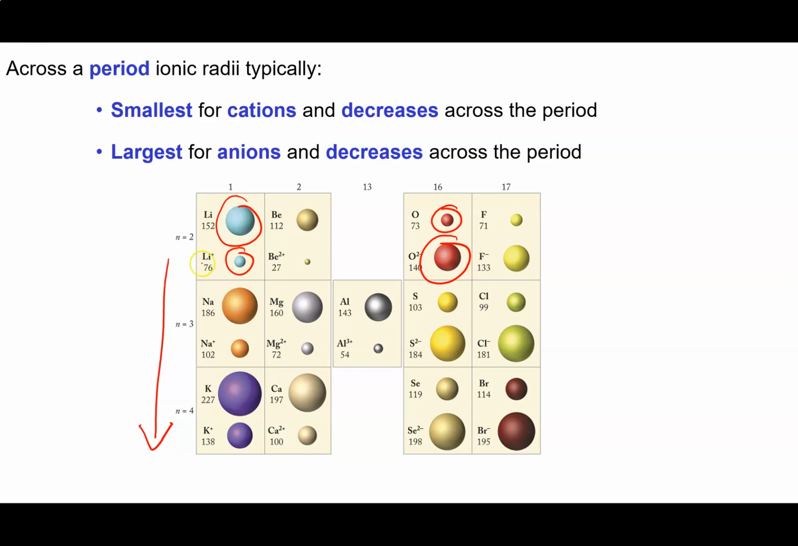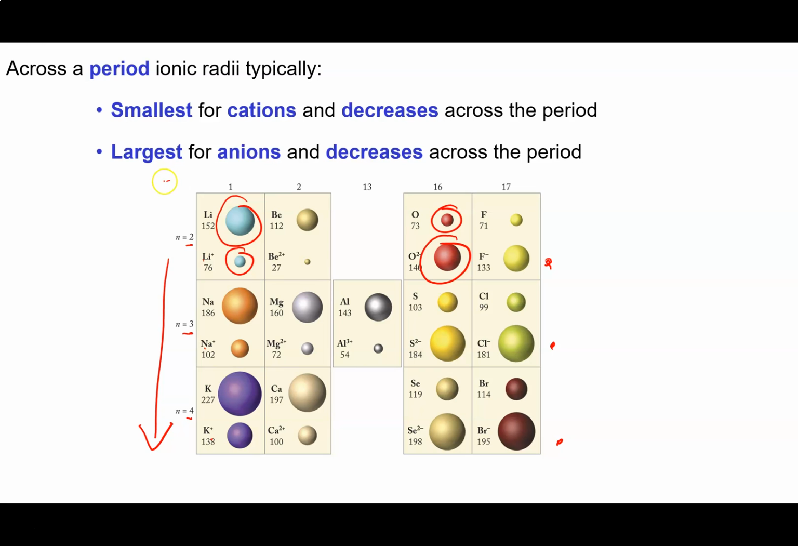The next point was that as we go down a group, the ions tend to get bigger. You can see here as we go from lithium plus to sodium plus to potassium plus, we're adding another layer of electrons. The lithium ion has 2 layers of electrons, the sodium ion is in the third period with 3 layers of electrons, and so forth. As we go down, they get bigger and bigger. That trend holds for the anions as well. It doesn't matter whether it's anions or cations.